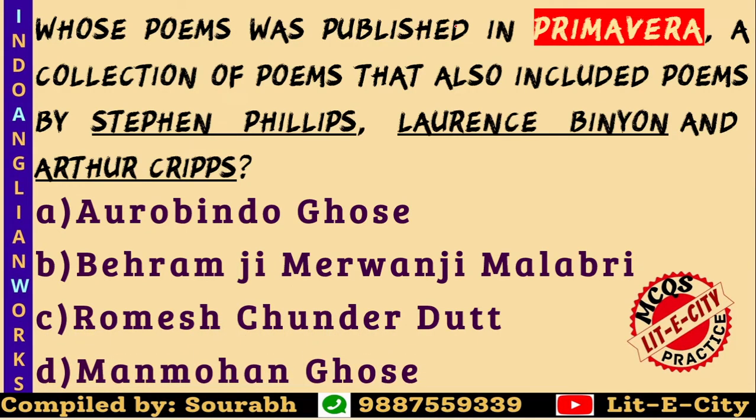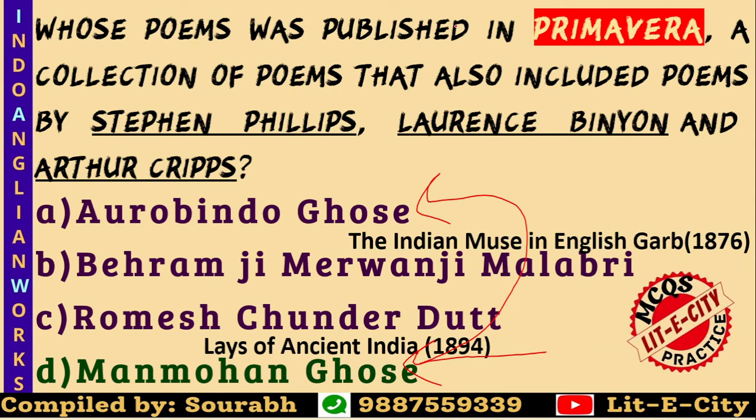Aurobindo Ghosh and Manmohan Ghosh are brothers, Manmohan being the elder one. We are quite familiar with the name of Sri Aurobindo because of his greatness as a yogi and also his epic Savitri. But this particular poet who contributed to Primavera is Manmohan Ghosh. At the same time, let me tell you something about Behramji Malabari. He wrote The Indian Muse in English Garb, published in 1876. And Ramesh Chandra Dutt translated some Bengali and Indian ancient folk tales into Lays of Ancient India.